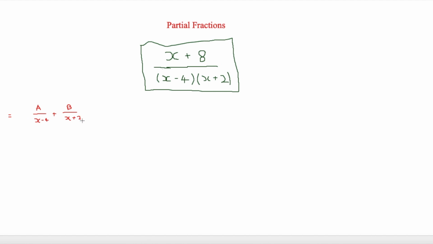And then what we're going to do is multiply everything by the denominator. So the denominator here is x minus 4 and x plus 2. If we times everything by x minus 4 and x plus 2, then what we end up with is x plus 8, because we've cancelled the denominator on the left hand side. And then that is equal to A times x plus 2, because the x minus 4 has cancelled, but we still have an x plus 2 because we're timesing it by both. And then that means that B is multiplied by x minus 4 there.